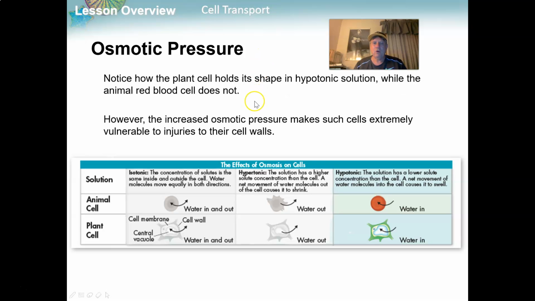Notice how the plant cell holds its shape in a hypotonic solution, while the animal blood cell does not. In the hypotonic solution, the blood cells swell up. However, because of the cell wall, the plant cell does not. However, the increased osmotic pressure makes such cells extremely vulnerable to injuries. So even though they're not swelling up like the blood cell, they're still going to get injured.